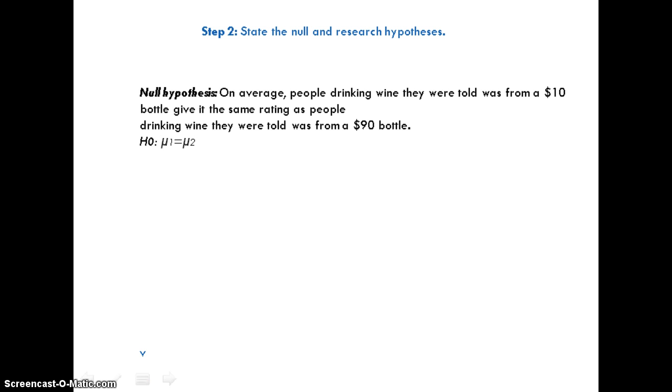Okay. So now we state the null and research hypotheses. The null hypothesis is, on average, people drinking wine they were told was from a $10 bottle give it the same rating as people drinking wine they were told was from a $90 bottle. So we're hypothesizing here that mu sub 1 is equivalent to mu sub 2.